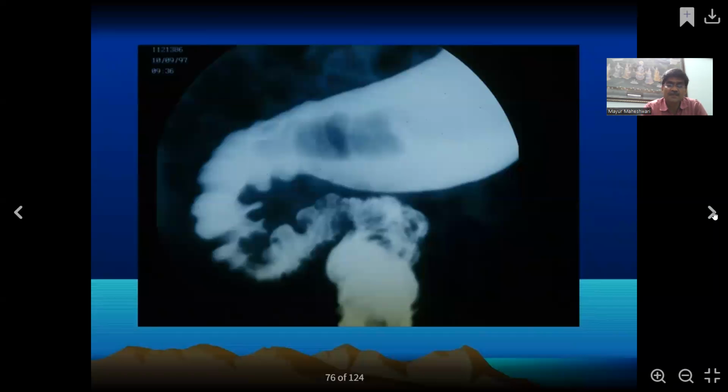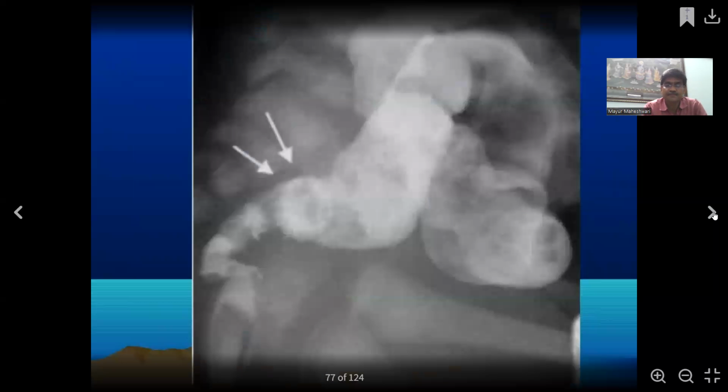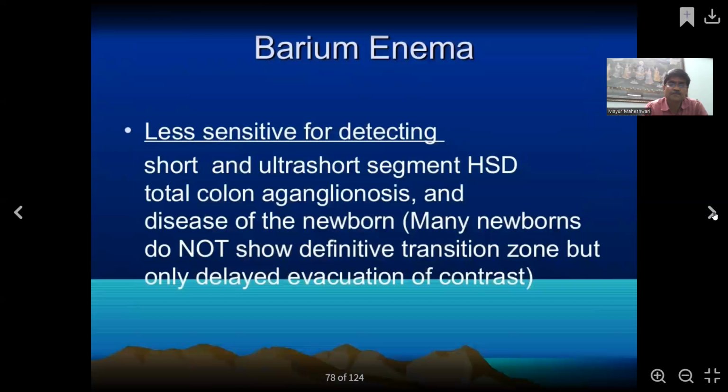This is another classical picture showing a funnel-shaped area, then there is a dilated segment, then there is a transition zone where there are hardly any or few ganglion cells, and then there is a collapsed area. This is another barium enema, same picture.